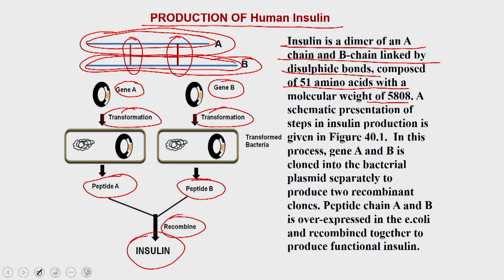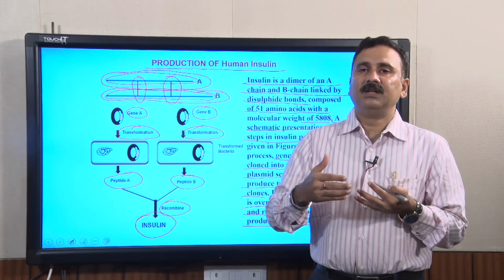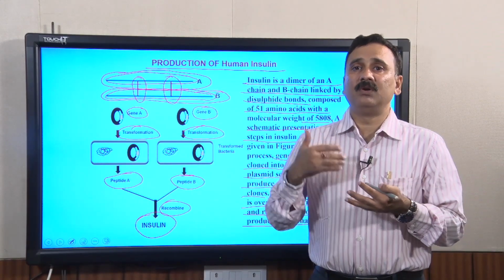In a schematic representation of insulin production, the gene A and gene B are cloned into a bacterial plasmid separately to produce two recombinant clones. Peptide chain A and peptide chain B are overexpressed in E. coli and then recombined together to produce functional insulin. So, this is just a simple example of how human insulin can be produced in a recombinant expression system, and that is how you can supplement the insulin which your body is not able to produce.